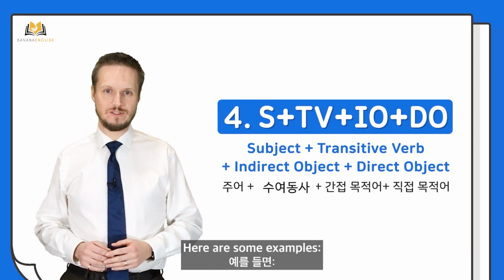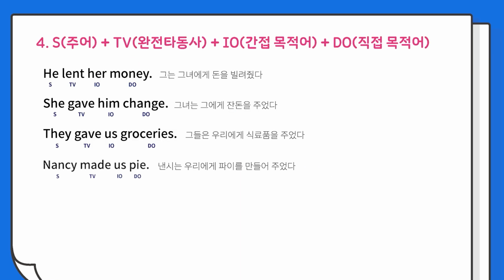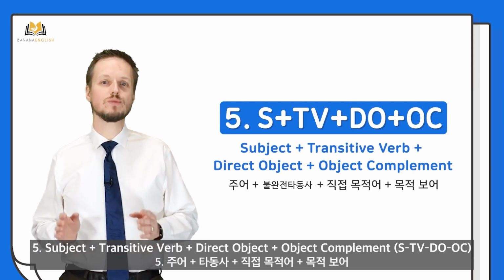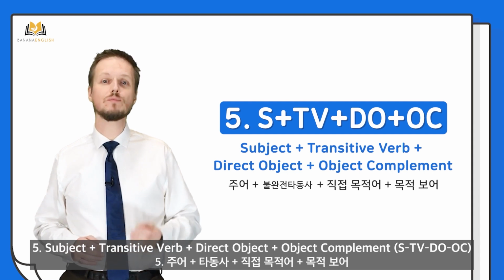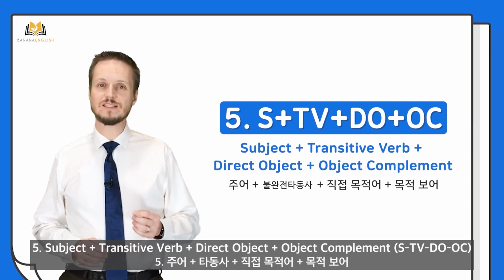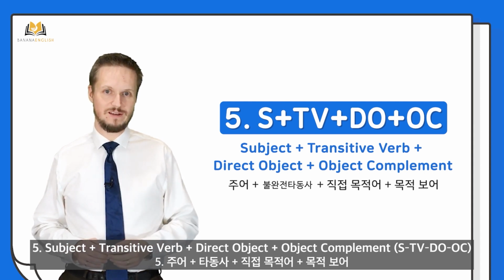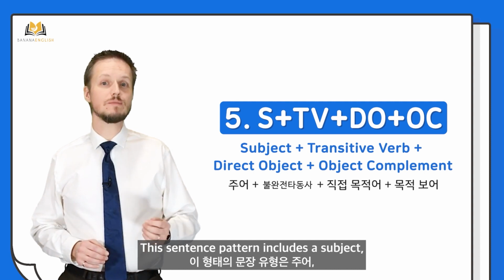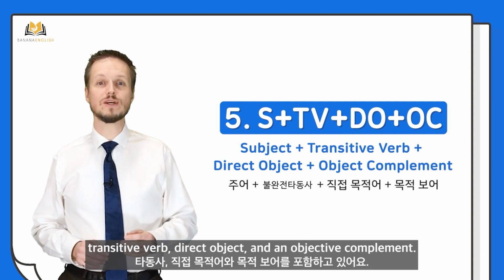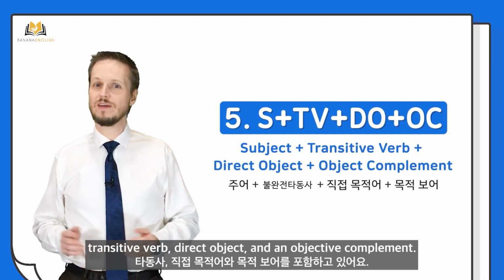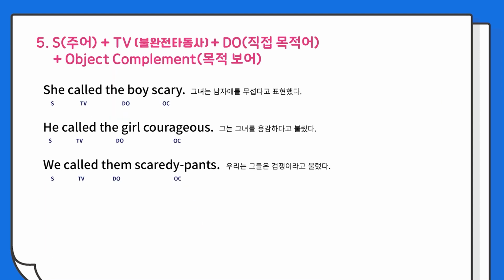Here are some examples. He lent her money. She gave him change. They gave us groceries. Nancy made us pie. 5. Subject plus transitive verb plus direct object plus object complement, STVDOOC. This sentence pattern includes a subject, transitive verb, direct object, and an objective complement. Here are some examples. She called the boy scary. He called the girl courageous. We called them scaredy pants.